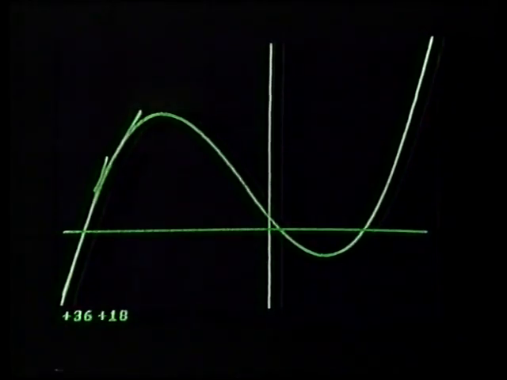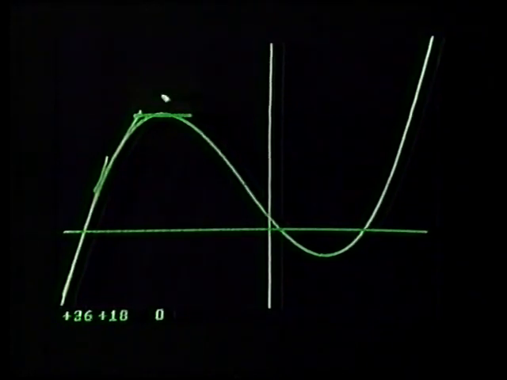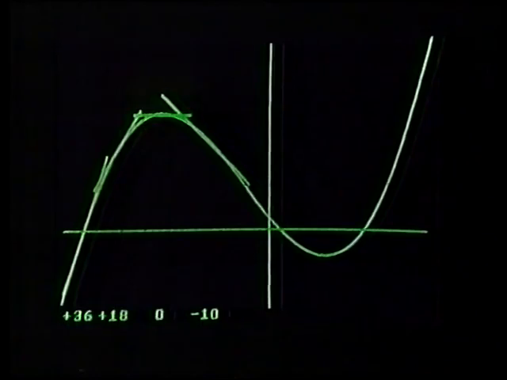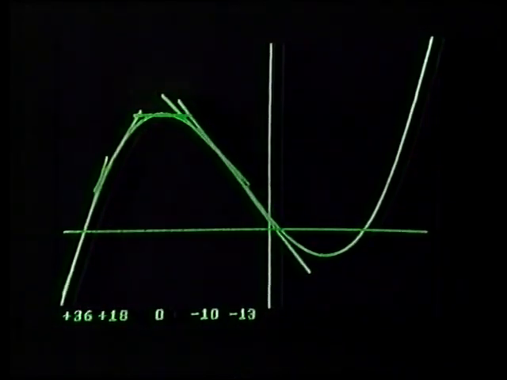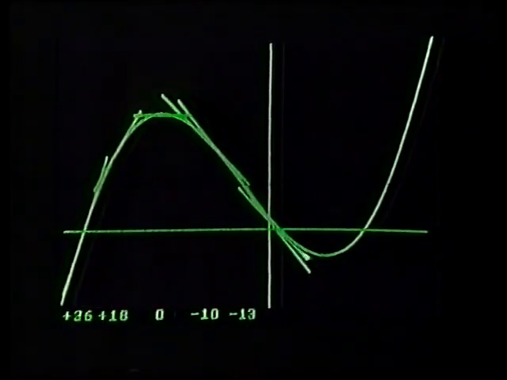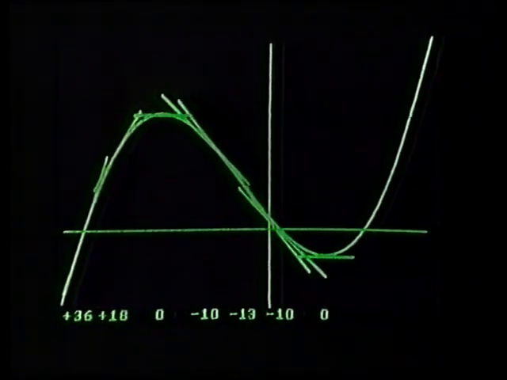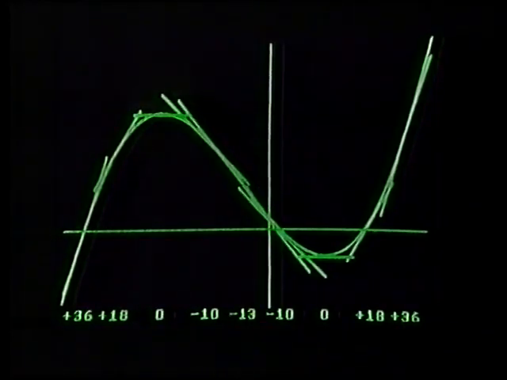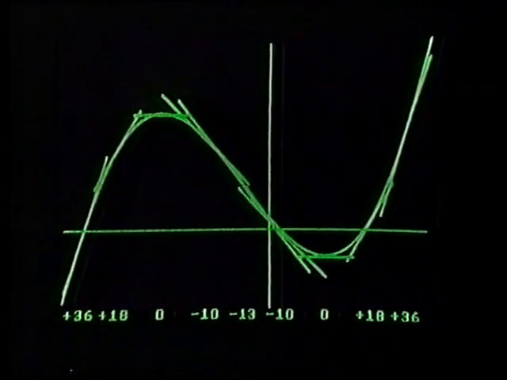Here's another one with slope 18. And as we go along from the left, the tangents are above the curve. And they continue to be above the curve until we get round to this point here, where there's a tangent which crosses the curve. And now, as we increase x, the tangents are below the curve. Well, let's try to identify where the tangent crosses the curve.